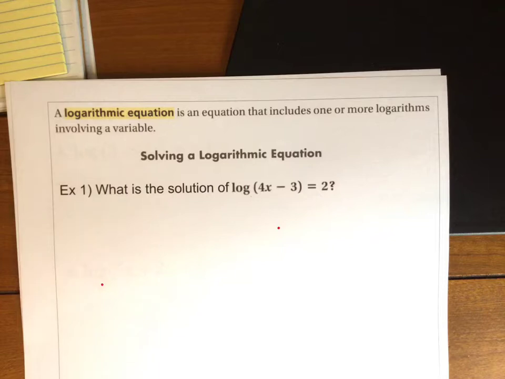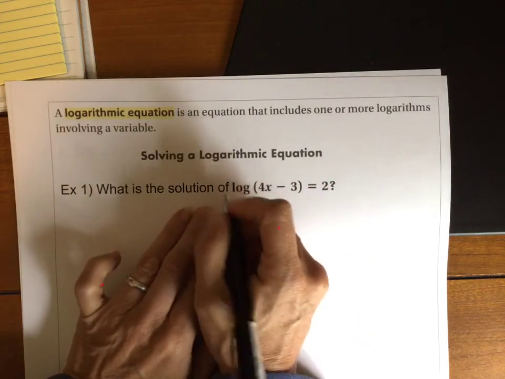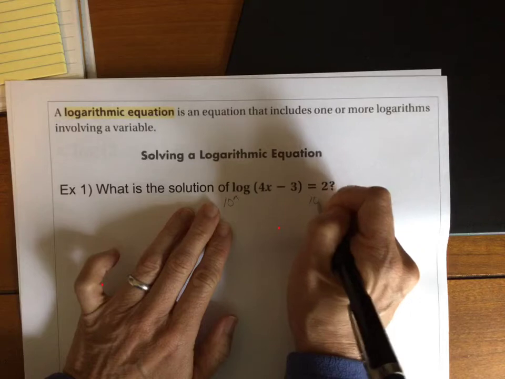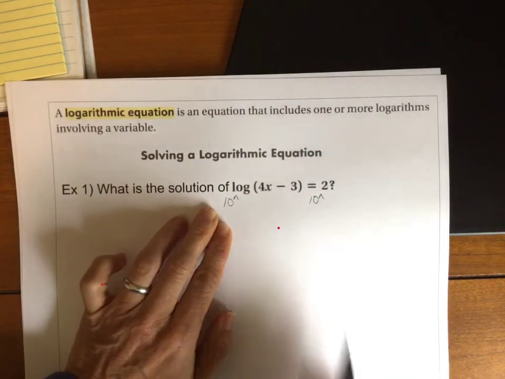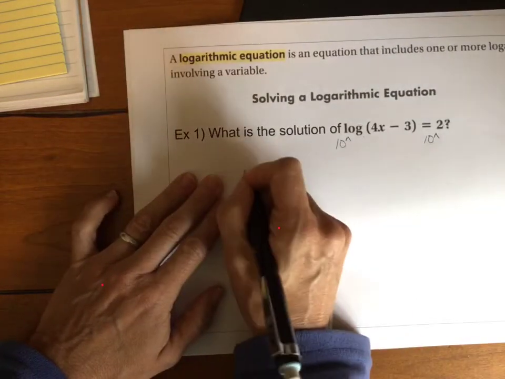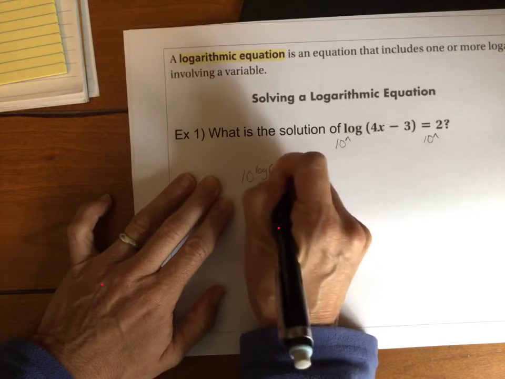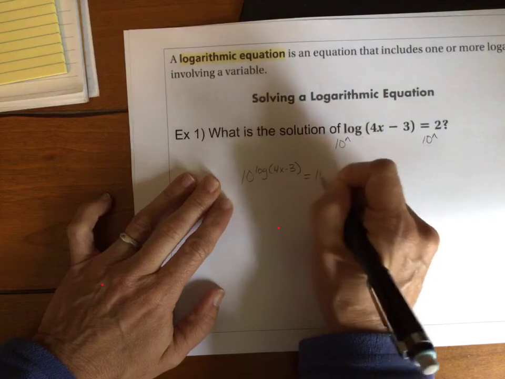So I'm going to take the exponent of each side. And what I mean is, if this is log base 10, then I need to take the same base, which is 10, and take both sides 10 to the power of log 4x minus 3 and 10 squared, essentially. So really how this looks is 10 to the power of log of 4x minus 3 equals 10 squared.